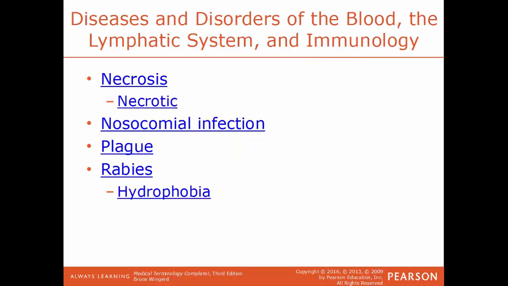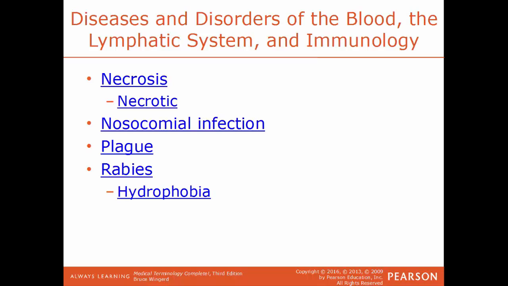The term necrosis or necrotic. This is the death of most or all of the cells of an organ or of a tissue due to disease, lack of blood, or injury. And the term necrotic is just a synonym for necrosis. They both reference the same condition, death of an organ due to lack of blood or injury or disease. Nosocomial infection, we mentioned this earlier in the video. This is an infection that you contract while at a hospital. So something that you didn't have before you got there.